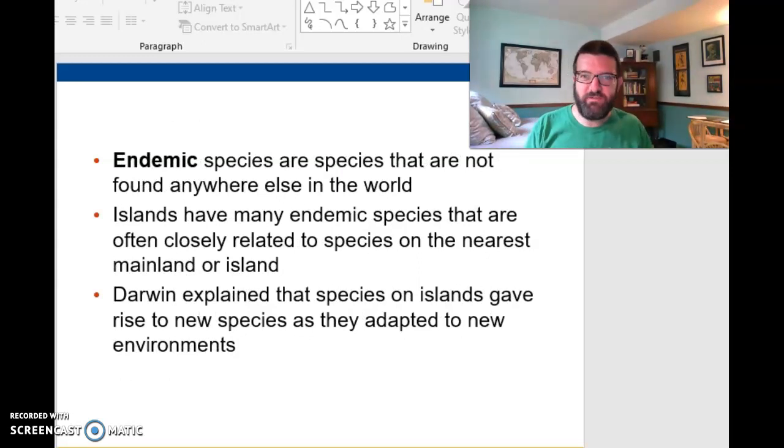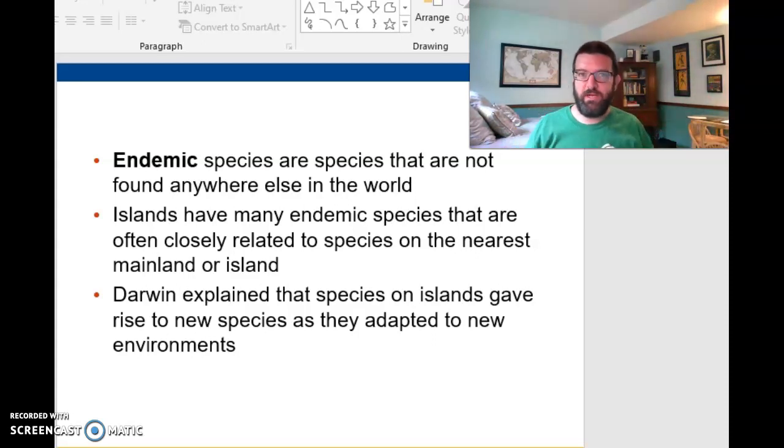And islands, because of that isolation, tend to have more endemic species, or species that are not found anywhere else in the world. This is one of the reasons that the Galapagos Islands were such a cool place for Darwin to go to put together his idea of evolution by natural selection, because they're pretty isolated from mainland South America, mainland Ecuador, and they're also isolated from one another, right? It's a string of islands, an archipelago.